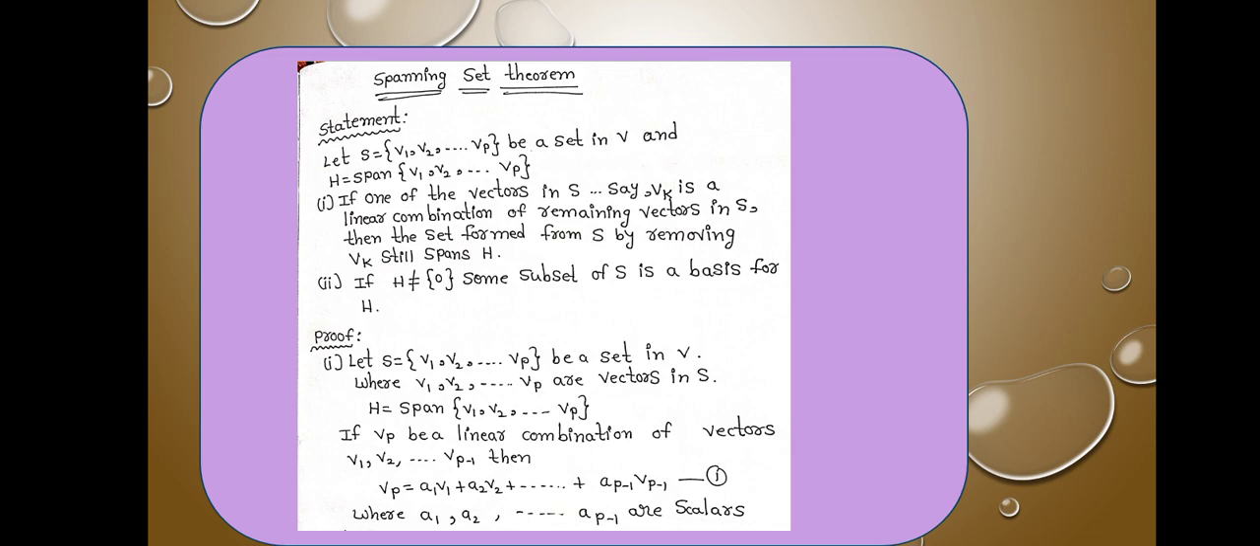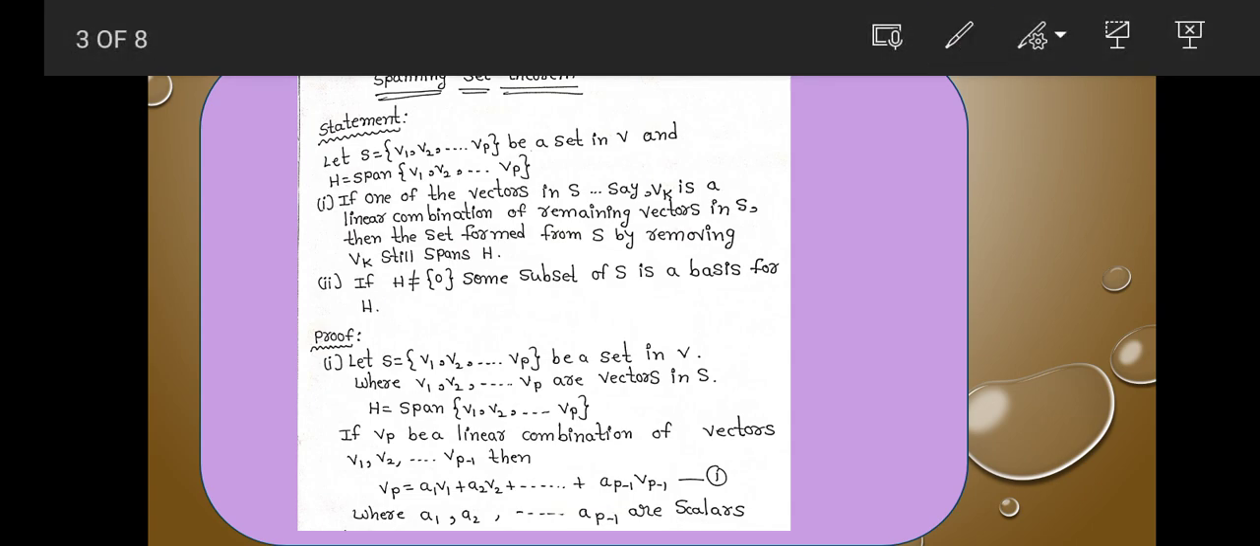Proof. Statement 1. Let S be equal to v1, v2, up to vp. Here S is a set in the vector space V, where v1, v2, up to vp are vectors in S. These v1, v2, vp are the vectors. I wrote H is equal to span of v1, v2, up to vp, using the vectors v1, v2, up to vp.